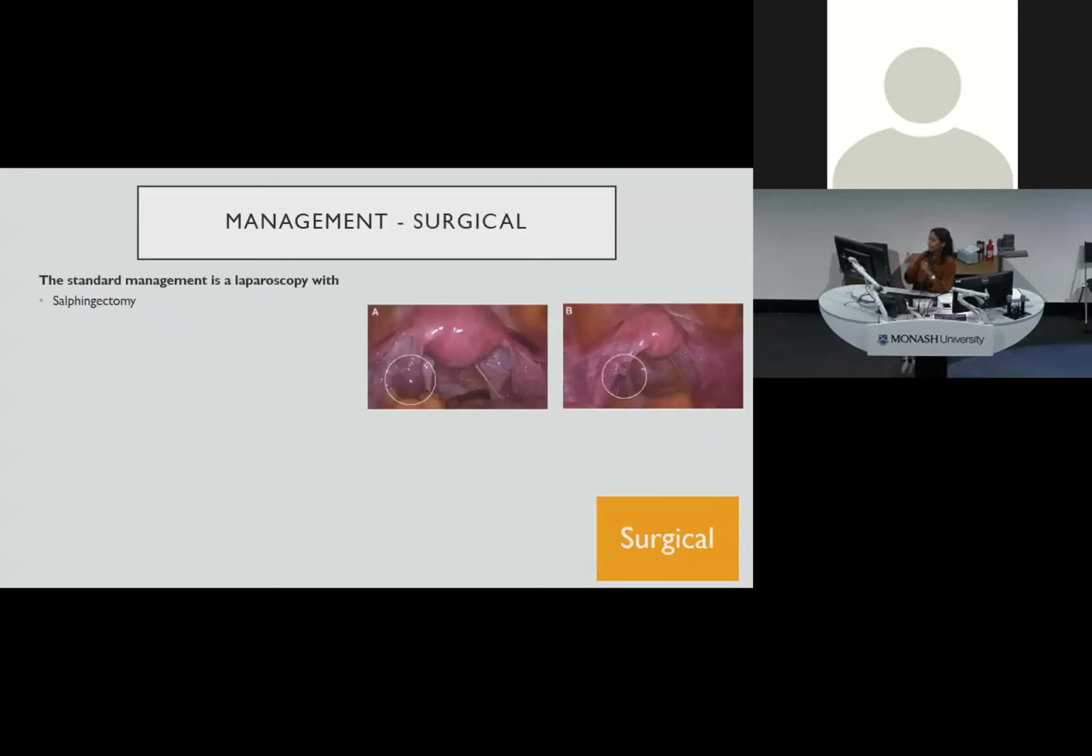That's just a quick diagram. So in image A, the ovary and the fallopian tube are there. Image B, it's been removed.